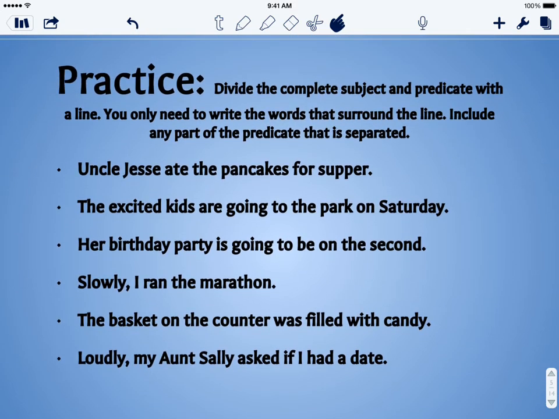What I'd like you to do right now is pause the recording and draw a line between the complete subject and predicate in each of these sentences. You only need to write the words that surround the line. Do keep in mind, though, that some parts of the predicates may come at the beginning of a sentence. Once you're done writing those down, go ahead and continue the recording.